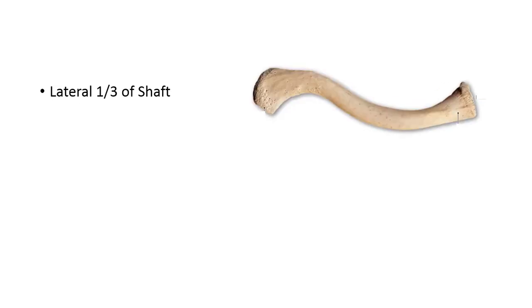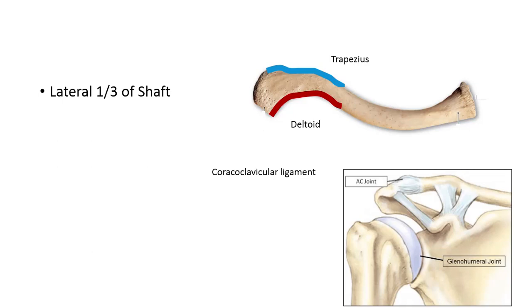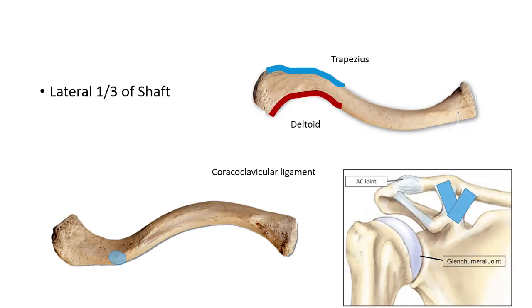Now the lateral 1/3 of the shaft. On the lateral 1/3 there is origin of deltoid on the anterior border. On the posterior border there is attachment of insertion of trapezius. Then a ligament known as the coracoclavicular ligament, which connects the coracoid process to the clavicle, has two parts. On the inferior surface it is attached to the conoid tubercle, this one, and the trapezoid ridge, this one.